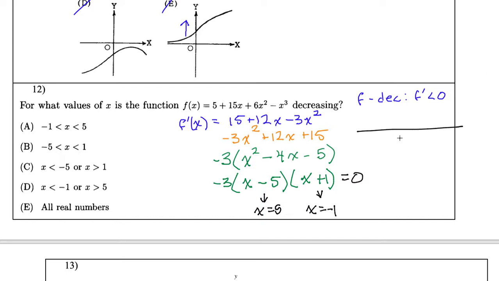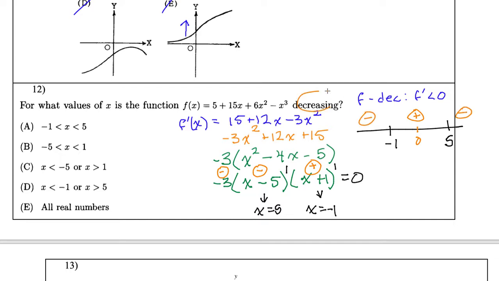So make your number line. There it is. There's negative 1. There's 5. I know that it's going to switch signs in terms of the y value because this is power of 1, this is power of 1. So I just need to choose the easiest possible number to pick. What is the easiest number? 0. I like 0. So if I plug in 0, 0 minus 5 is negative. Negative 3 is negative. 0 plus 1 is positive. Negative times positive is a positive.